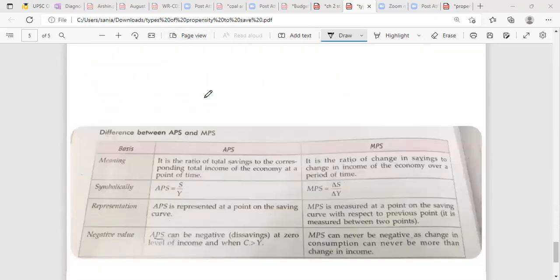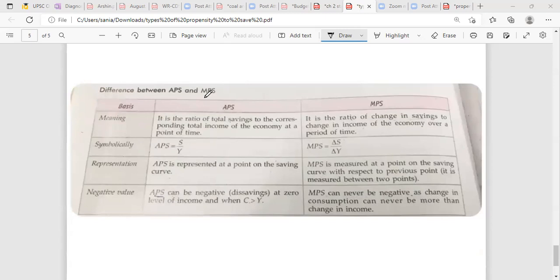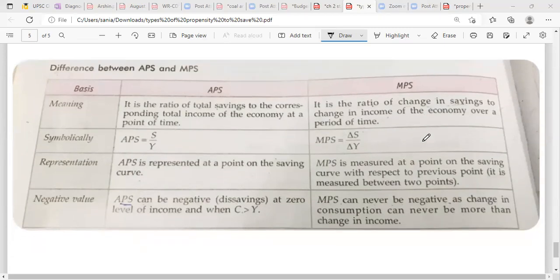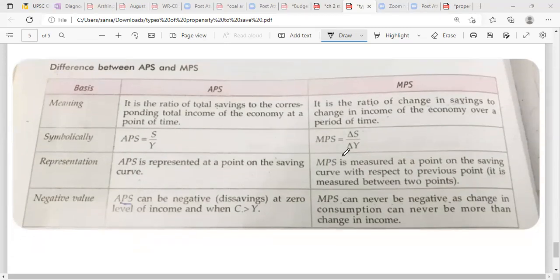Okay. Now the difference between APS and MPS. Last one. Okay. APS is the ratio of total saving to the corresponding total income, and MPS is the ratio of change in savings to the change in income of an economy. Right? Then this is the formula and this is the formula.